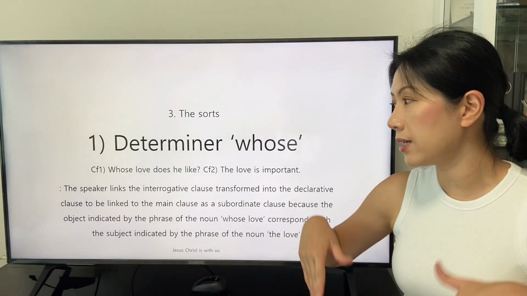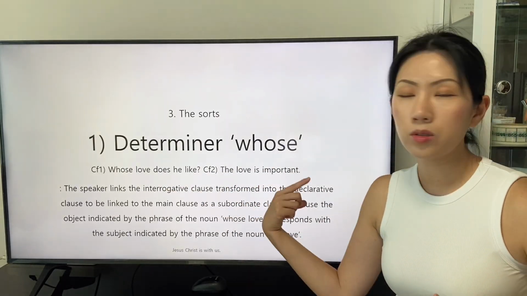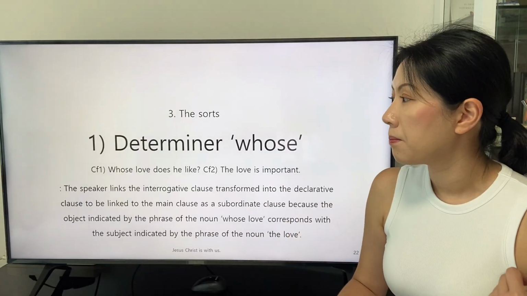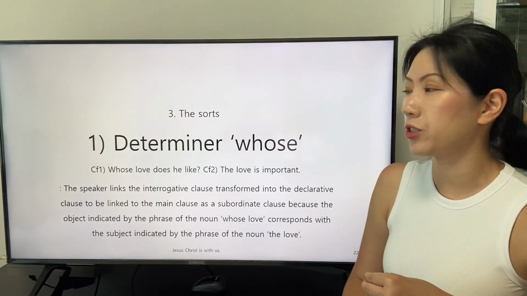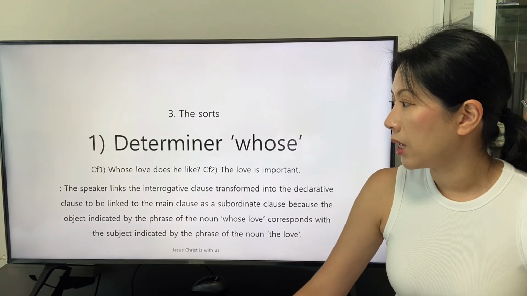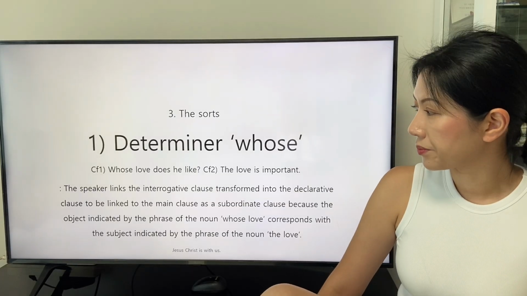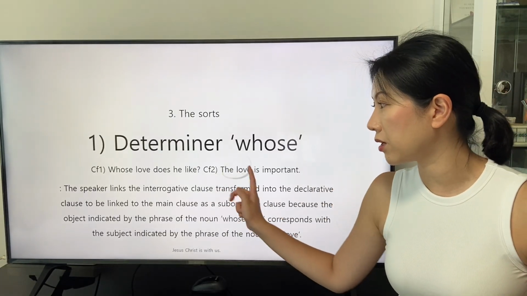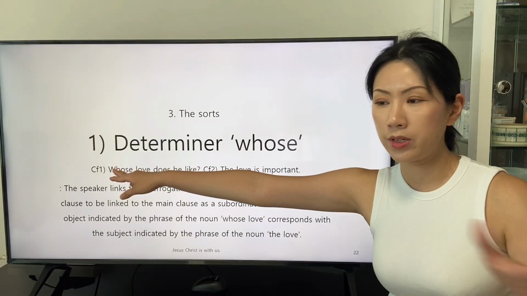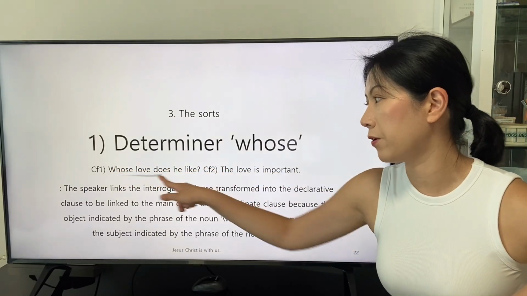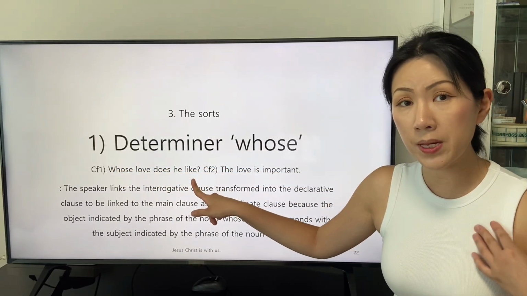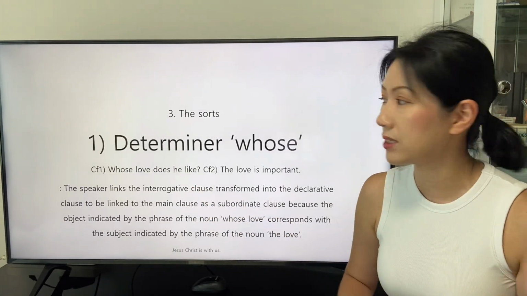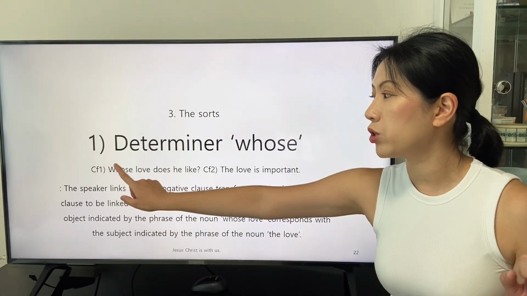So the speaker links the two clauses by the shared indication. And the speaker replaces the subject of this main clause by the declarative statement of the first clause, because the speaker does not have any inquisitive intent on the object, whose love.